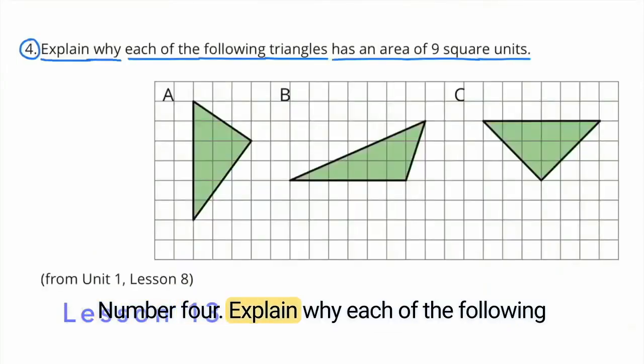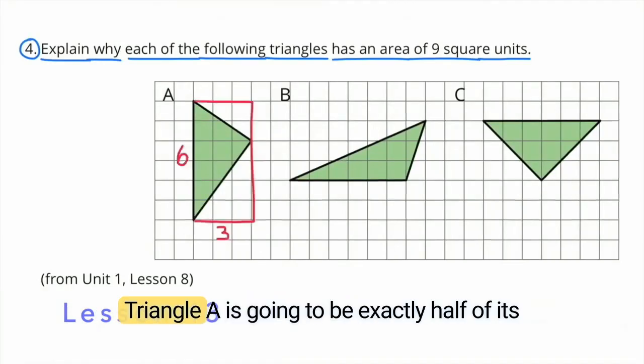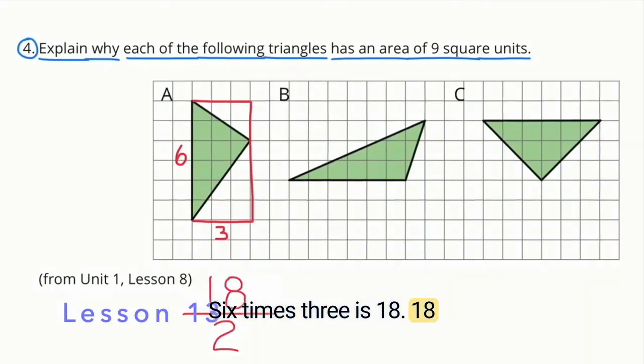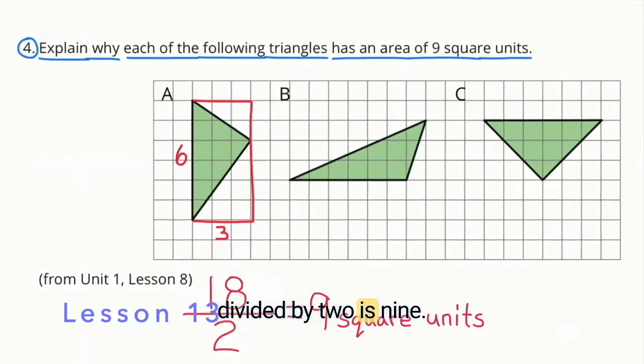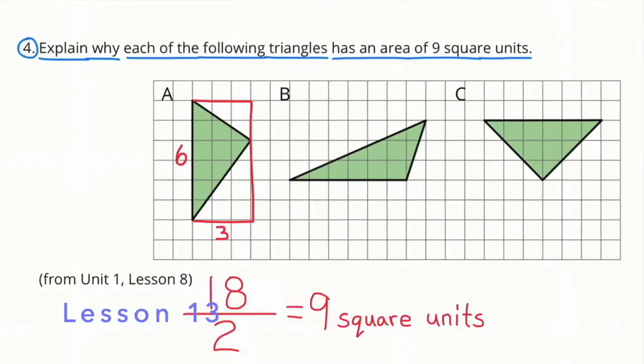Number 4. Explain why each of the following triangles has an area of 9 square units. Triangle A is going to be exactly half of its base times height, or half of 6 times 3. 6 times 3 is 18. 18 divided by 2 is 9. The area of triangle A is 9 square units.